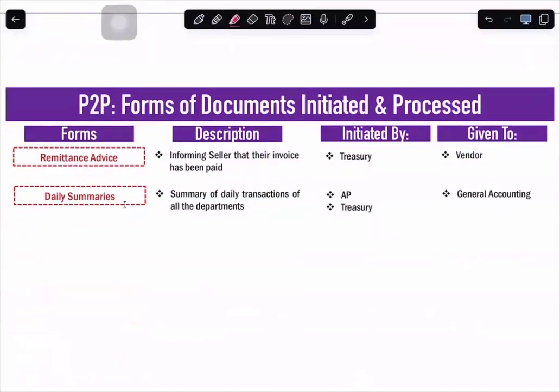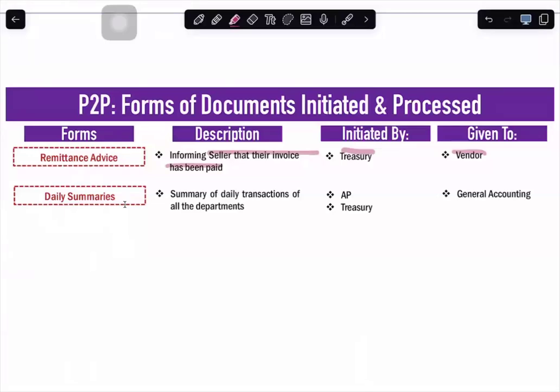Next form, we have your remittance advice. And what is your remittance advice? This is given only if we are already paying for the goods or services we have purchased. So this informs sellers that their invoice has been paid. It is normally initiated by the treasury, and it is given, of course, to our vendor. But take note, the treasury will only prepare the check, but another individual will sign the check.